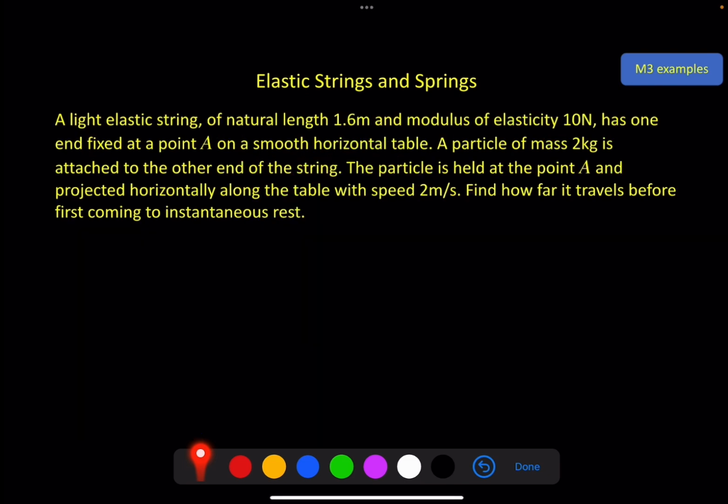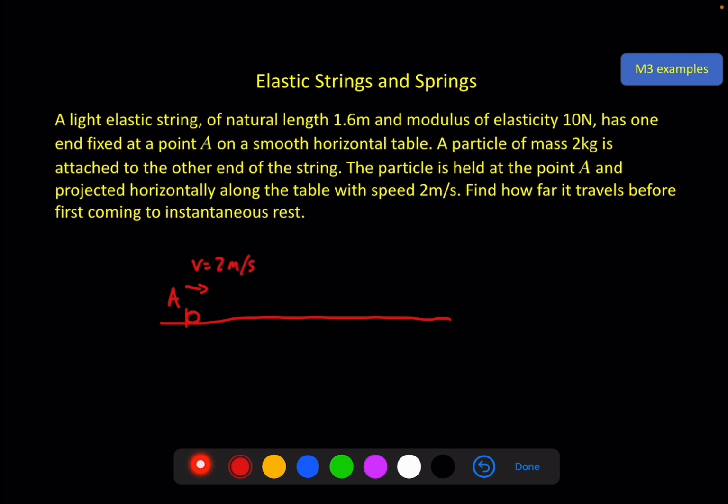First example, a light elastic string of natural length 1.6 and lambda 10 has one end fixed at a point A on a smooth horizontal table, so no friction in this example, and it's nice and horizontal. A particle of mass 2 kilograms is attached to the other end of the string. The particle is held at the point A, so the string is fixed at A and the particle is held at A as well, and then it's projected horizontally along the table with speed 2 meters per second. Find how far it travels before first coming to instantaneous rest.